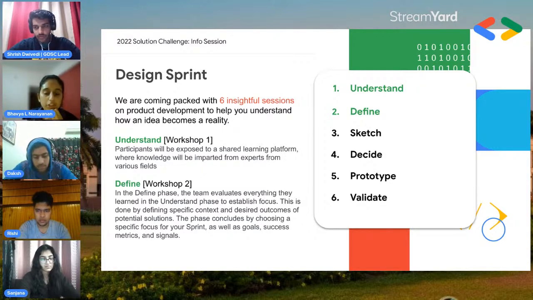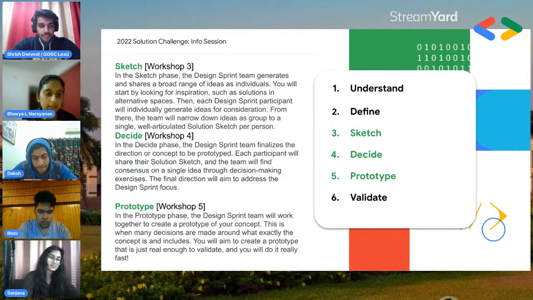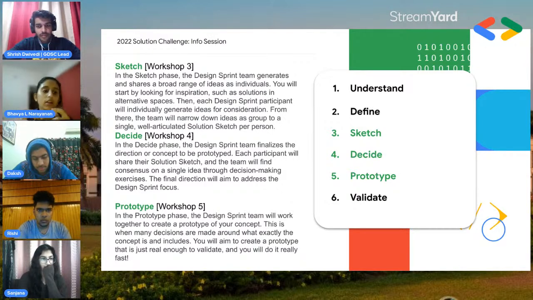Then let's move on to the next phase, sketching. In the sketch phase, the design sprint team generates a broad range of ideas. A group of individuals work on these ideas, and then they pitch in together, have meetings, and understand what is the best form of idea. It's almost like piecing together a puzzle. I work, you work, somebody else works, and everybody in the team puts up their ideas. It's a team effort to understand how the idea will go about in general. So that's the sketching phase.